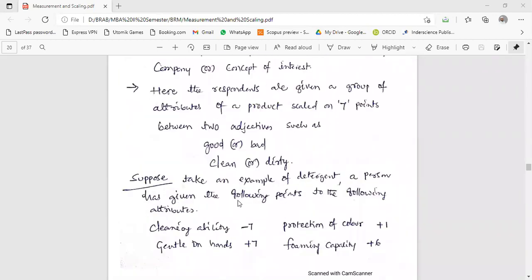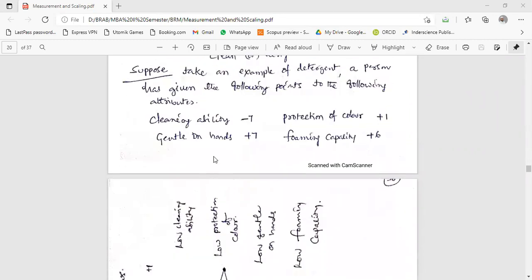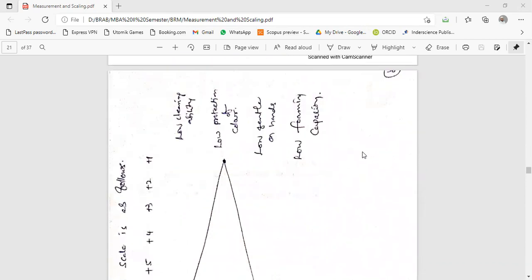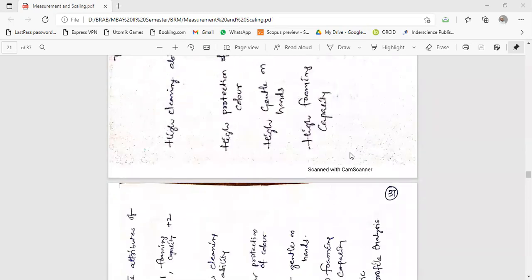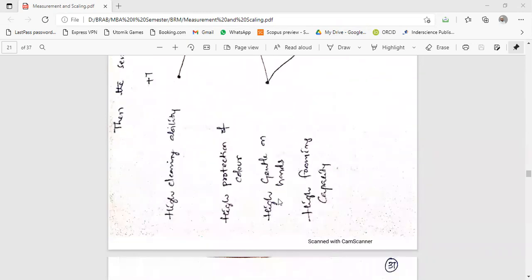Take the example of a detergent. A person has given the following points to the following attributes: cleaning ability -7, gentle on hands +7, protection of color +1, foaming capacity +6. Like this he has given the rating. See here, two poles will be there.